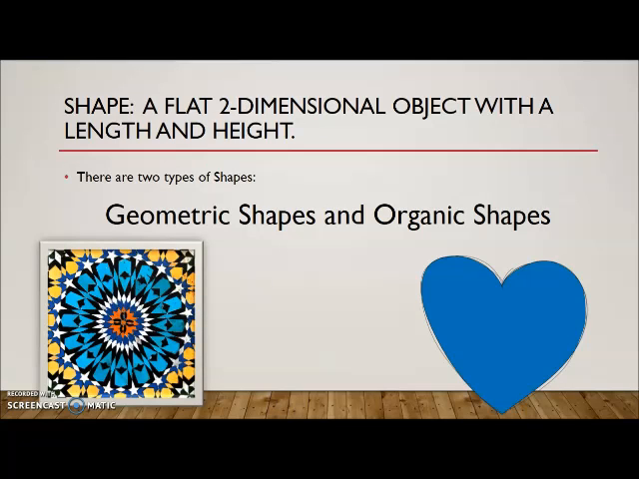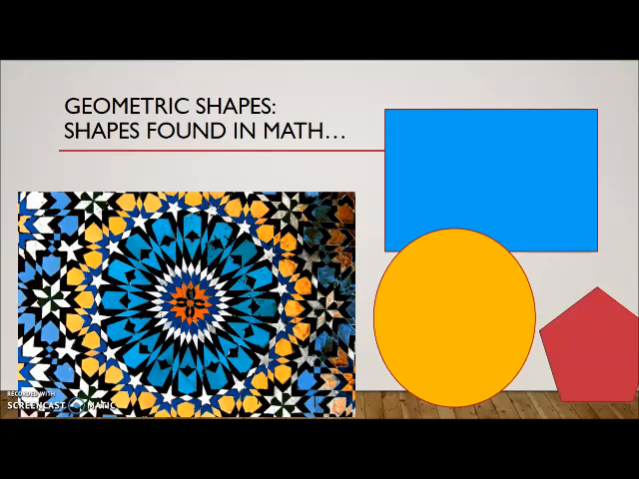A shape is a flat two-dimensional object with a length and a height. There are two types of shapes, geometric shapes and organic shapes, very similar to the categories of line, which were geometric line and organic line. Geometric shapes are shapes found in math, like the rectangle, circle, or pentagon on the right-hand side, and of course, like the image example that I showed you in the previous slide that is right here on the bottom left-hand corner.